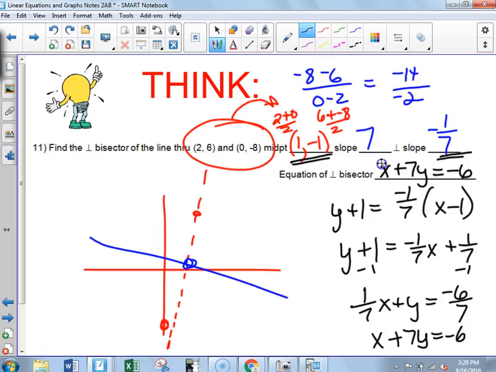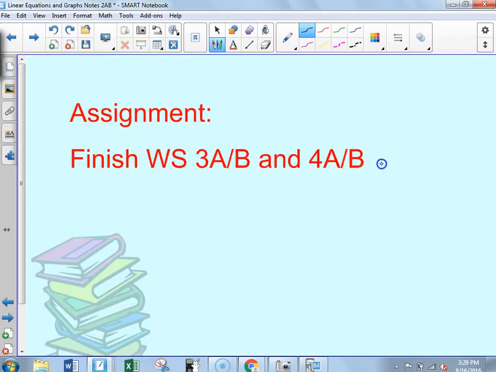All right, so what is your homework? You can do all of worksheet 3 and 4 now, okay? All of worksheet 3 and 4, including side B of worksheet 4. Tomorrow we're going to talk about application problems.